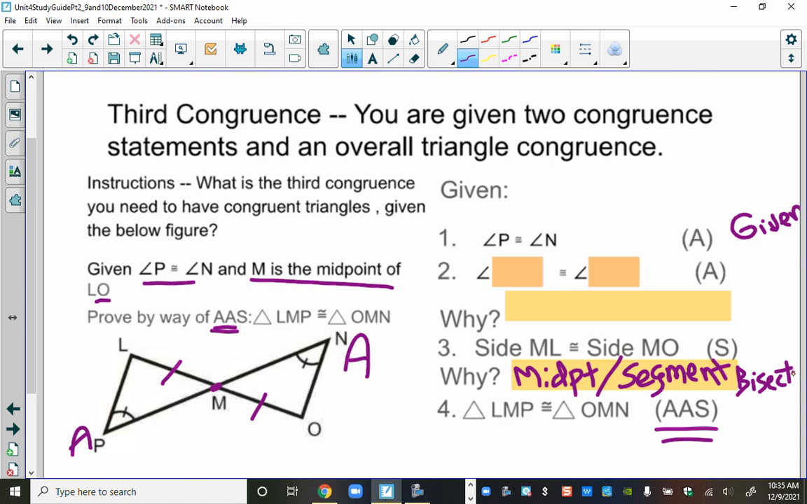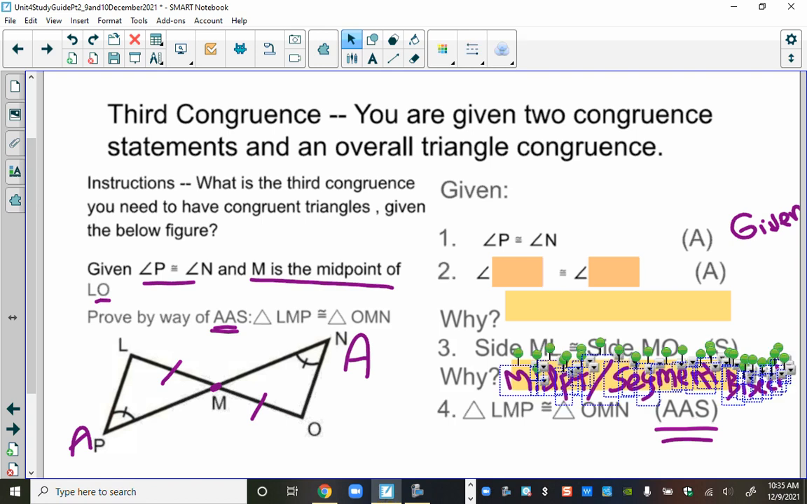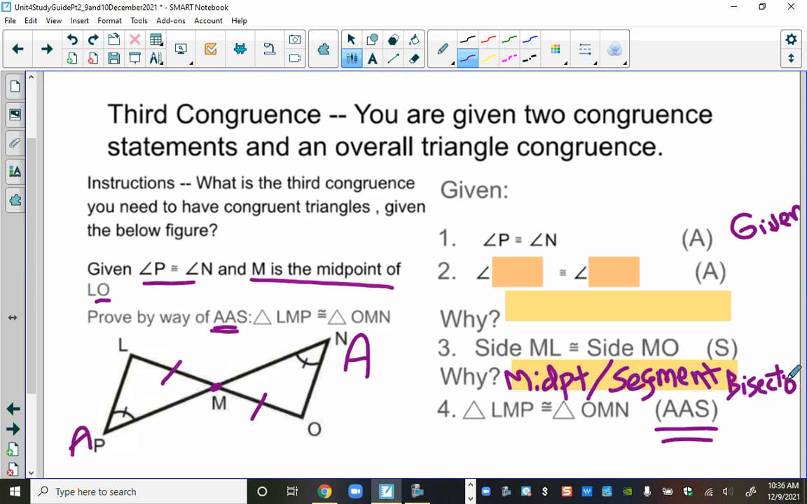I'm just going to abbreviate segment bisector. Anytime you have a midpoint, that's a segment bisector. That's going to split your overall line into two equal smaller parts. So there's your side right there. But what's our goal? What must the goal be? We want angle, angle, side, right?